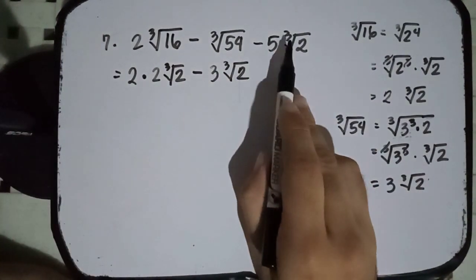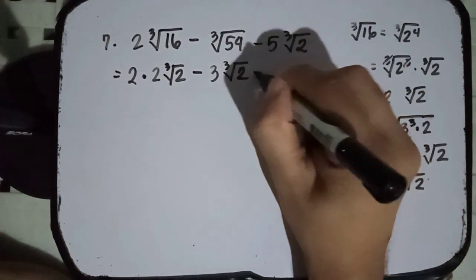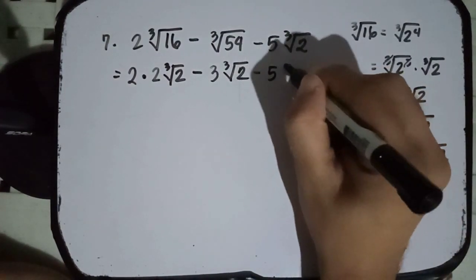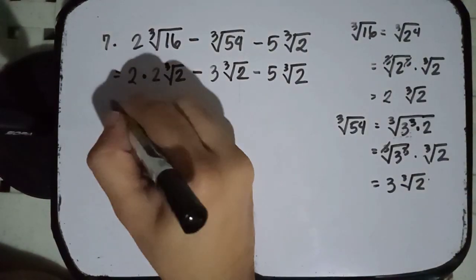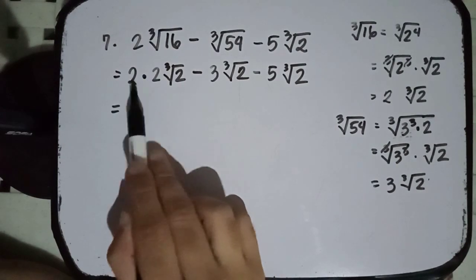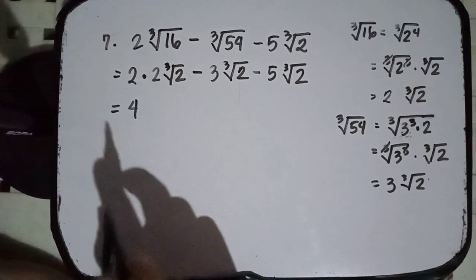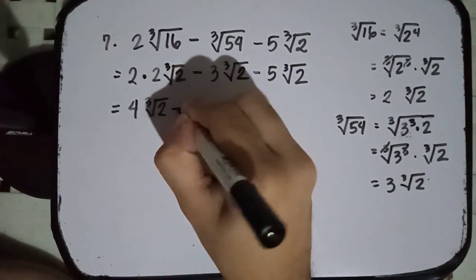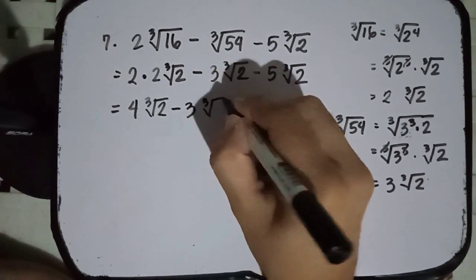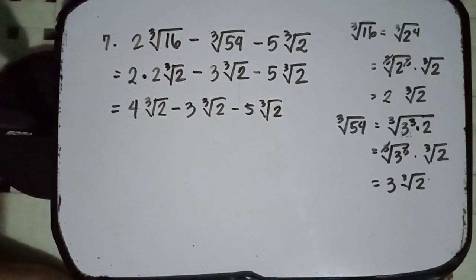And then, for this one, cube root of 2. So, wala tayong mapapala dyan. So, kopyahin na lang natin to. Okay? So, 5 cube root of 2. Okay? And then, saka natin i-multiply to. So, 2 times 2 equals 4. Then, copy the rest of the expression. So, 3 cube root of 2 minus 3 cube root of 2 minus 5 cube root of 2.